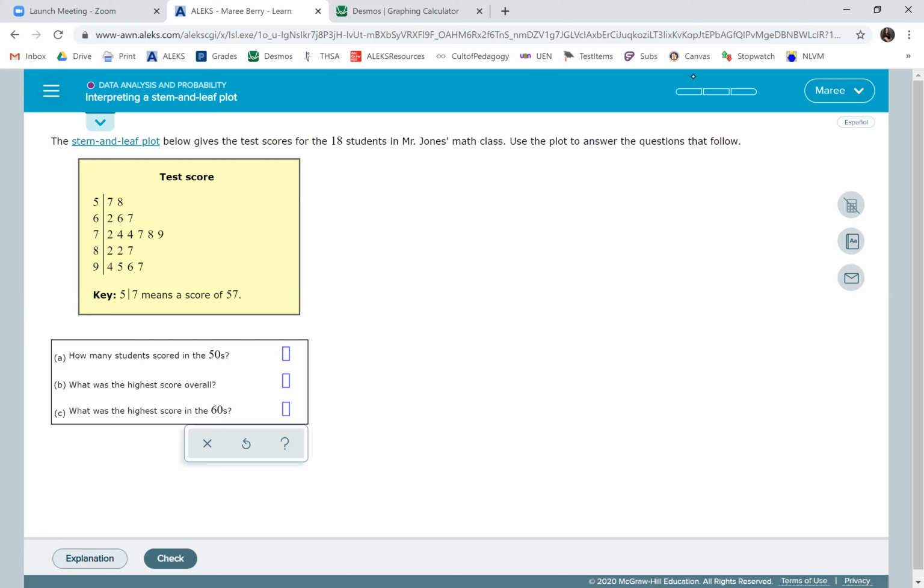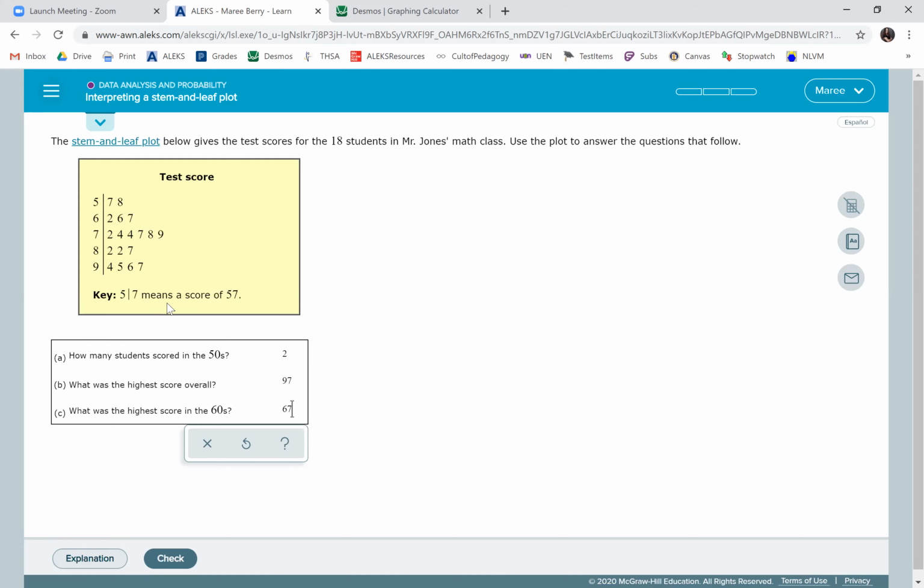So we have test scores for 18 students. It says, how many students scored in the 50s? So I'm going to look for the 5, and I have 2 stems there. So it's 2 students, and we'll just put a 2 right there. What is the highest score overall? The highest is always the very last one, and it's 9, and then the ones place is a 7. What is the highest score in the 60s? That means the 6 is going to be first. So we come up to the 6 and we go to the very last one, which is 7.